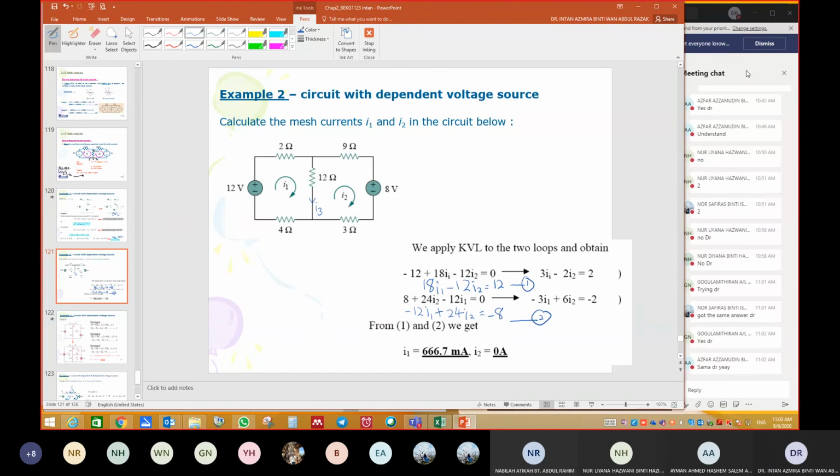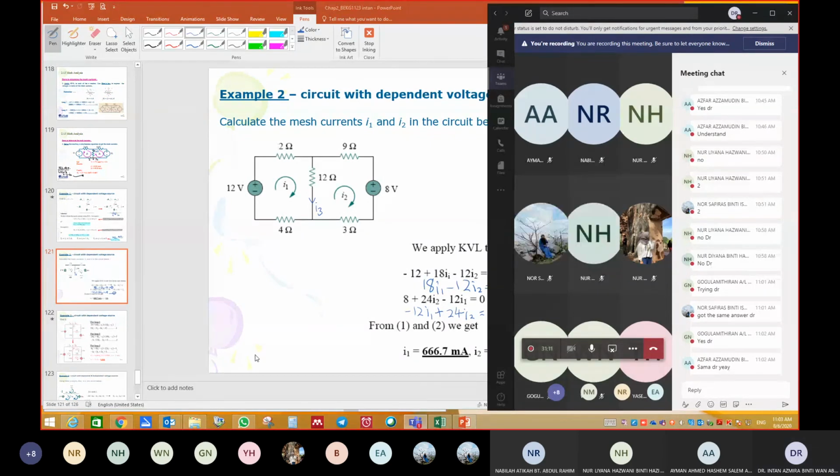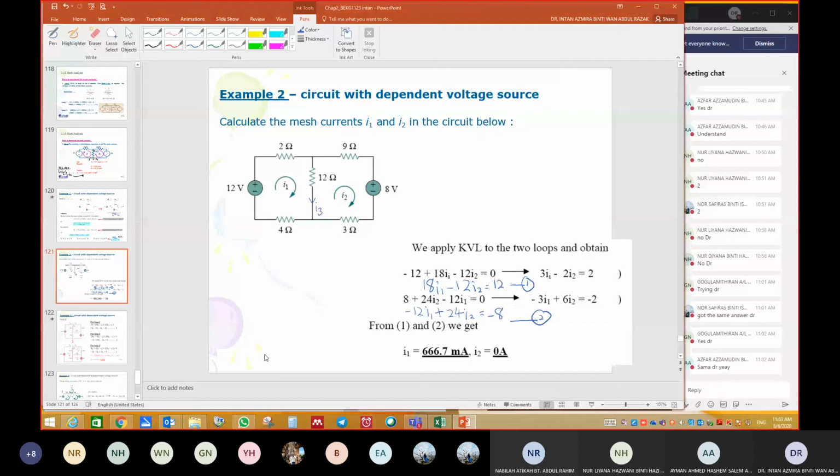Iza, Afika. What is I3? Same as I1. Oh, okay.